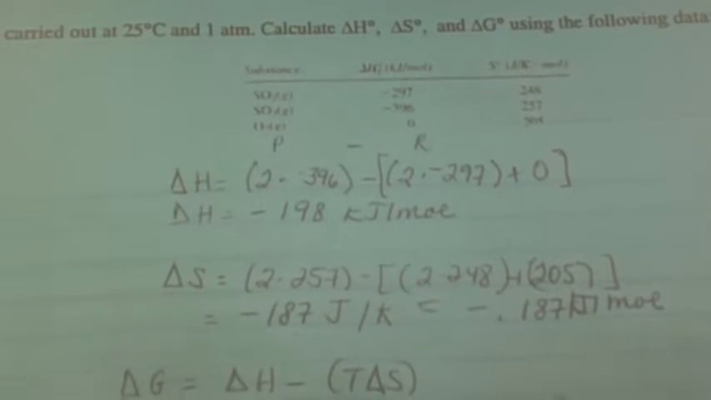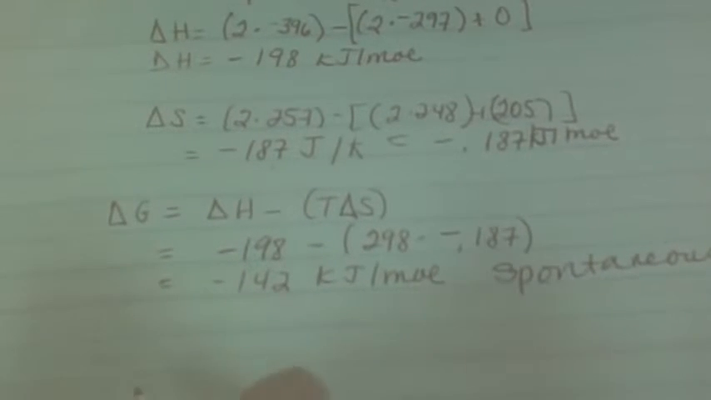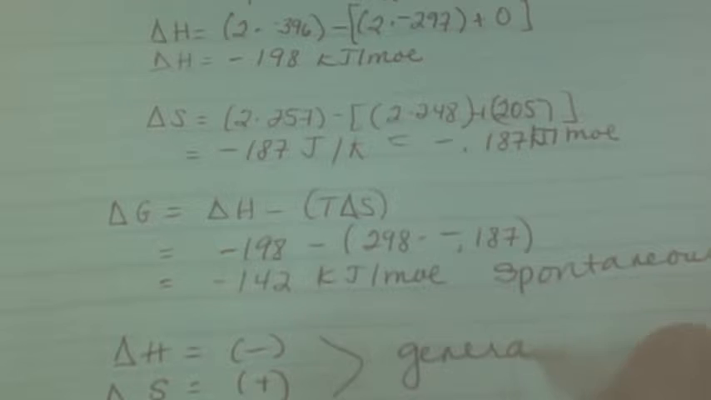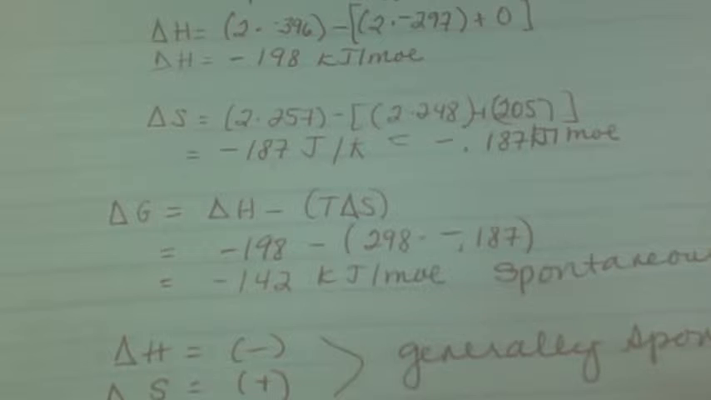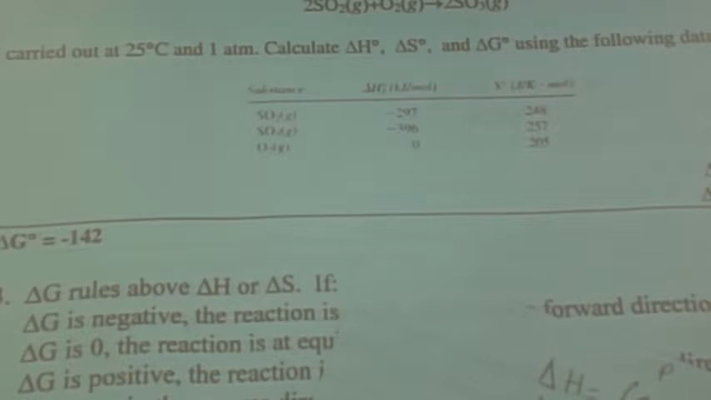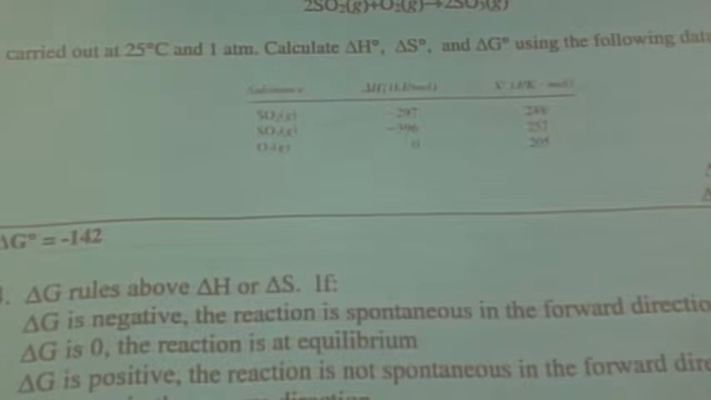Remember, predictors of spontaneity: delta H is negative, delta S is positive, generally spontaneous. Delta G is negative, always spontaneous. Okay. I got ahead of myself.